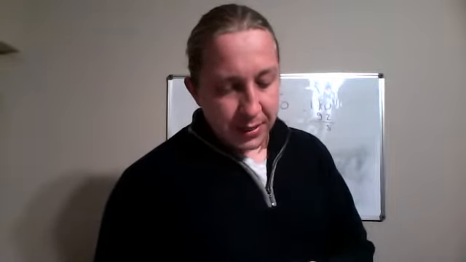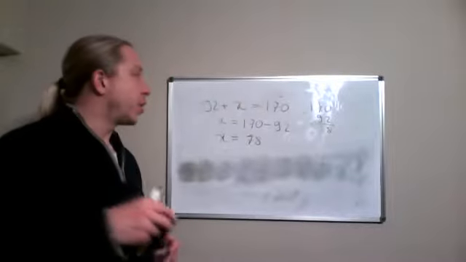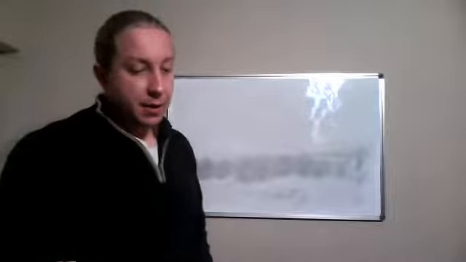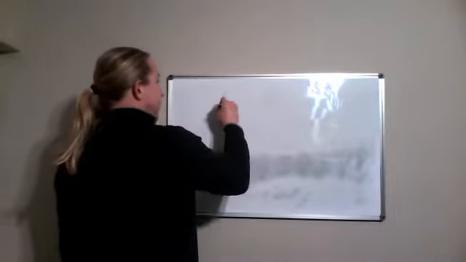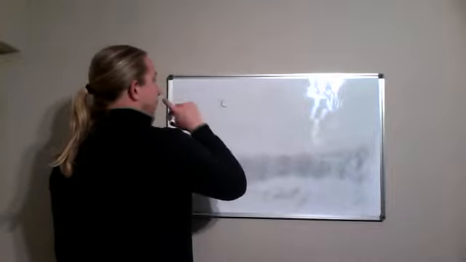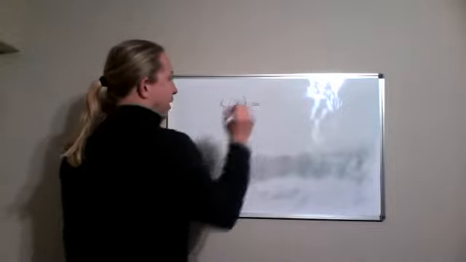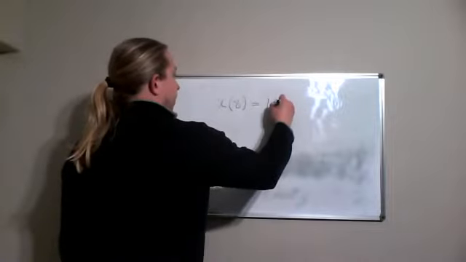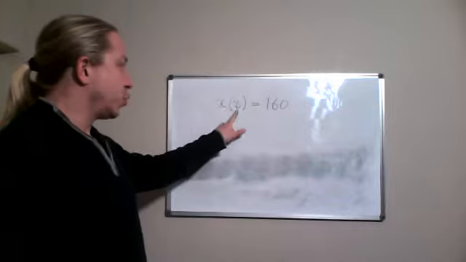Right, B, the product of two numbers is 160. One of the numbers is 8. Find the other number. Okay, so the product of two numbers is 160. One of the numbers is 8. Okay, so one of the numbers is x. The other number is multiplied by 8. And the product is, what did they say? 160. Okay, remember, the product is multiplication between the two numbers.